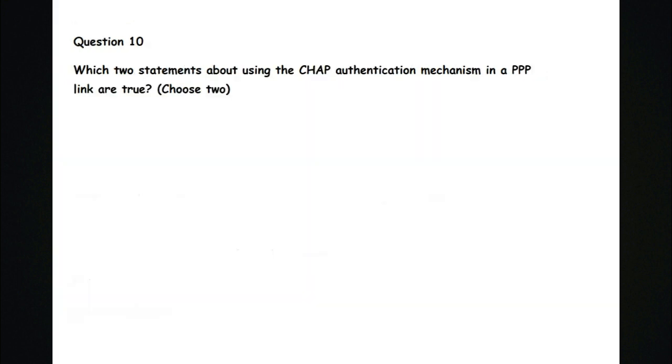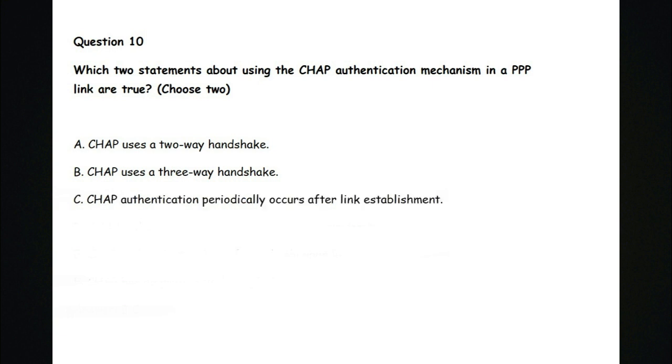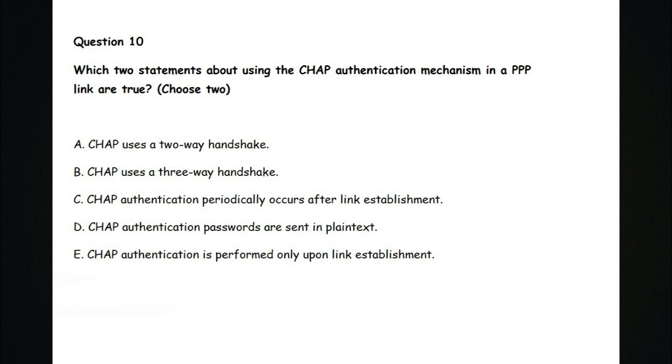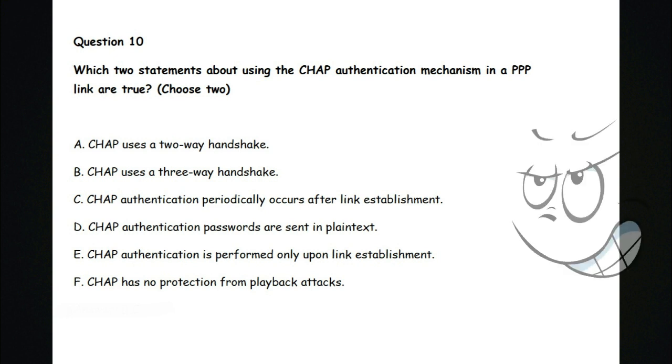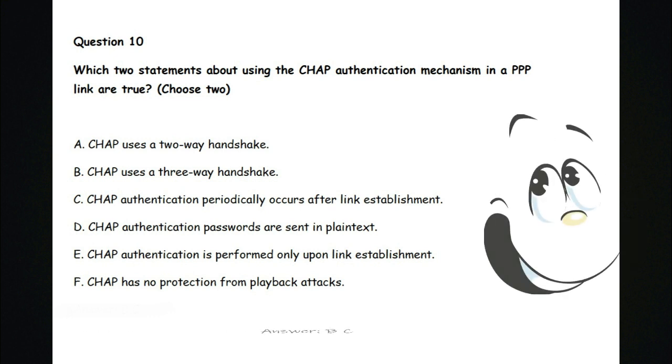Question 10. Which 2 statements about using the CHAP authentication mechanism in a PPP link are true? Choose 2. A. CHAP uses a 2-way handshake. B. CHAP uses a 3-way handshake. C. CHAP authentication periodically occurs after link establishment. D. CHAP authentication passwords are sent in plain text. E. CHAP authentication is performed only upon link establishment. F. CHAP has no protection from playback attacks. Answer B, C.